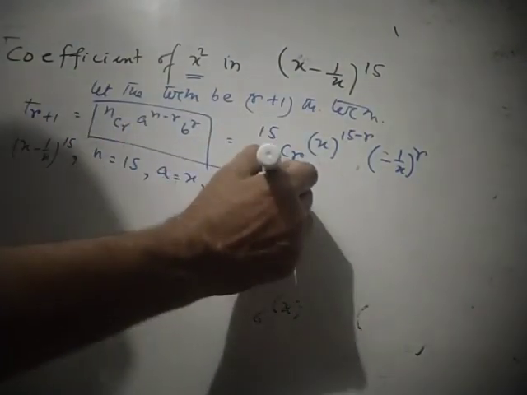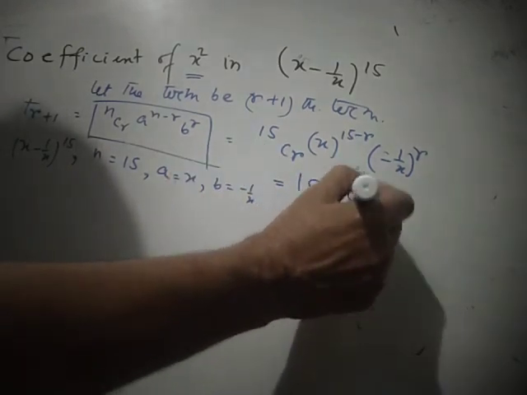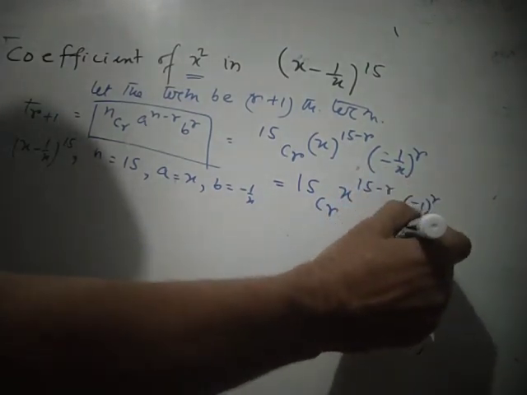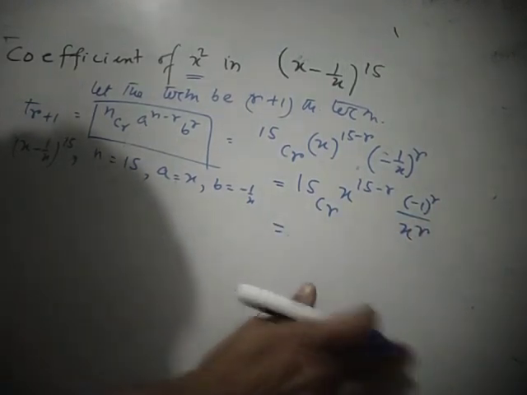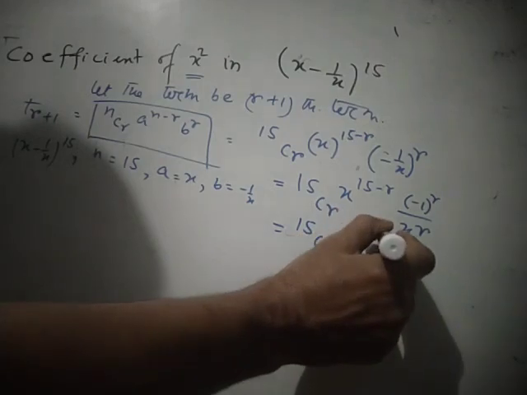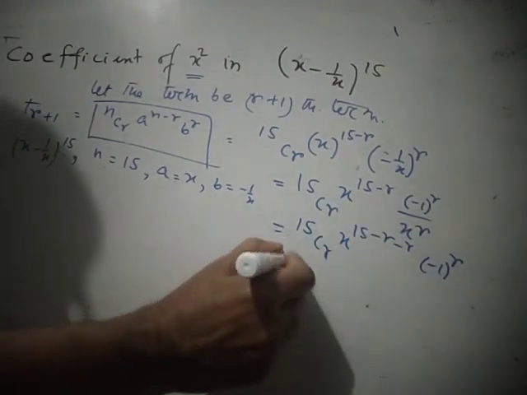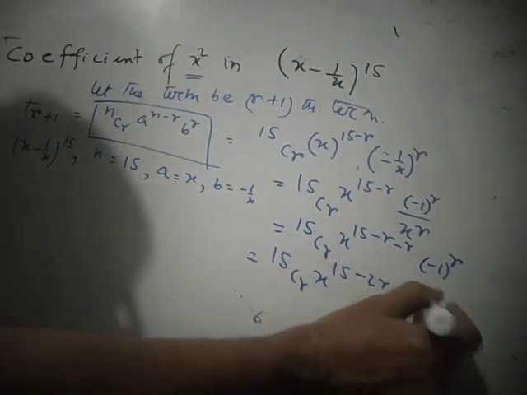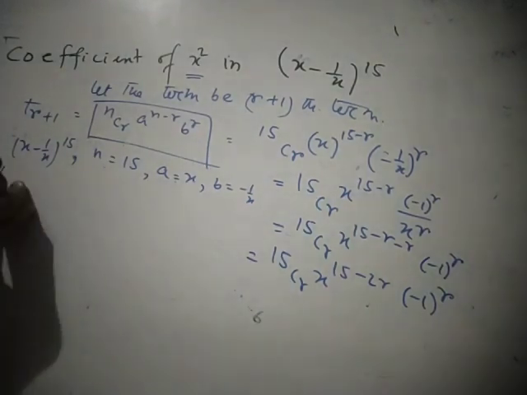Now if we simplify the r plus 1 term: 15Cr x to the power 15 minus r into minus 1 to the power r by x to the power r. And as x division is there, the power will get subtracted. So we get 15Cr x to the power 15 minus 2r into minus 1 to the power r. This is the r plus 1 term.